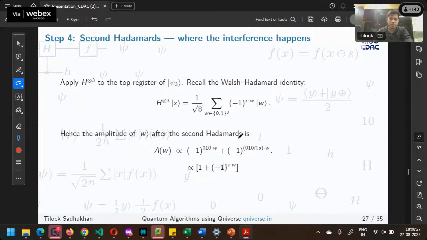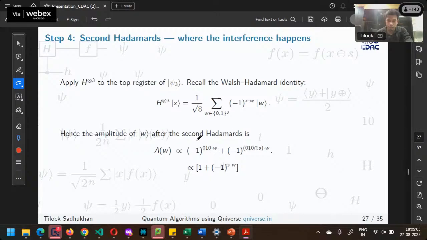And mathematically, if we apply the Hadamard gate on any state, it will look like this. If I assume x is my state, that represents the inner state, where we have assumed three for the three qubit system, then w will run from 0 to 2 to the power 3 minus 1, which is 0 to 7. It will create all the superposition of the states, and this factor ensures the signs. Hence, the amplitude of w after the second Hadamard is going to be proportional to this factor.